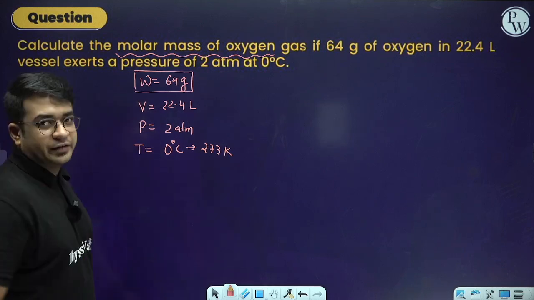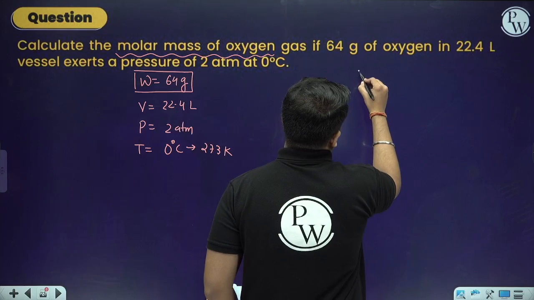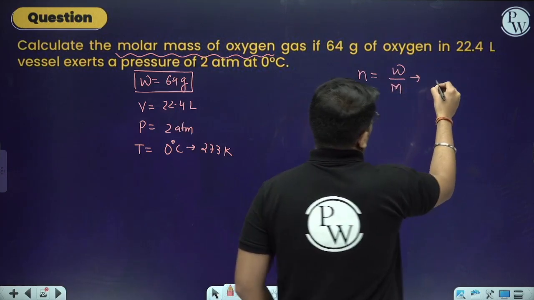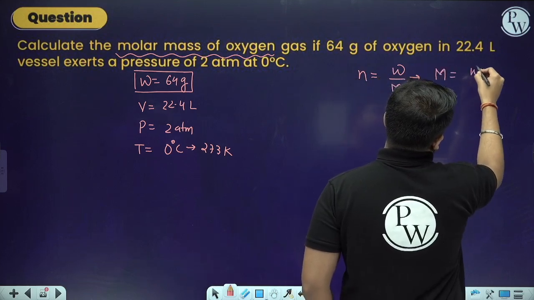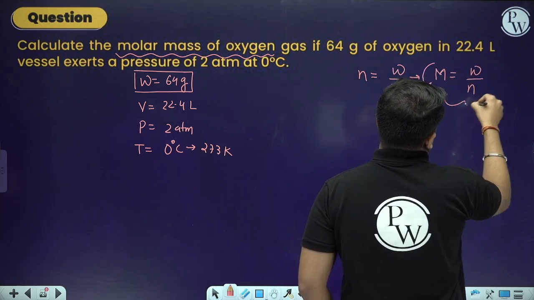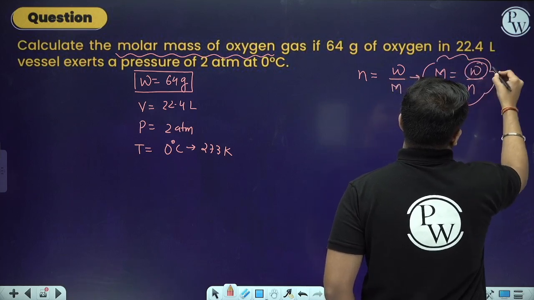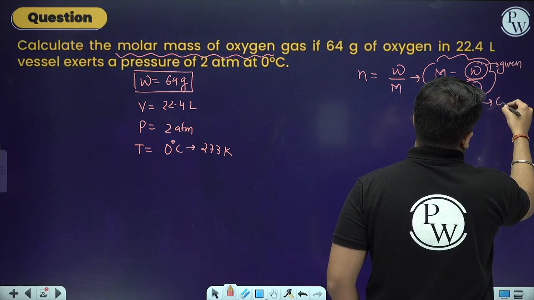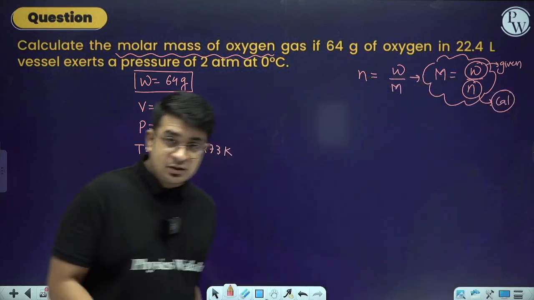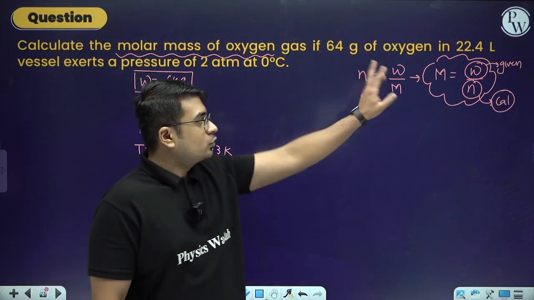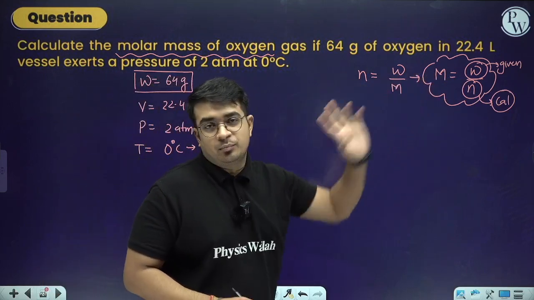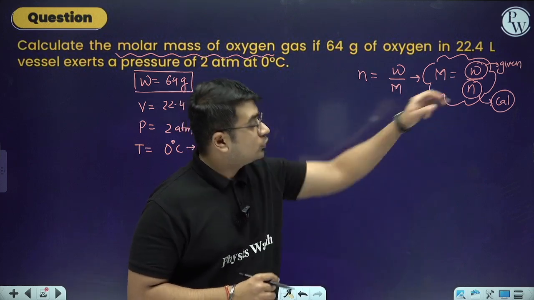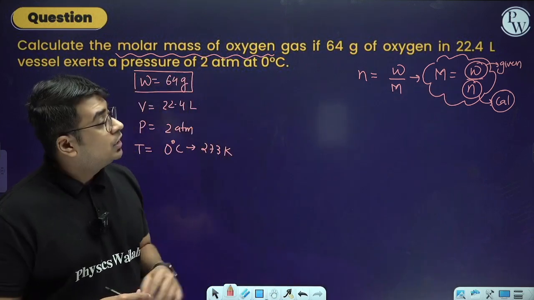Now, we have to calculate the molar mass. There is only one formula: number of moles is equal to W by M. If I want to calculate the molar mass, that will be W by n. In this question, the weight is given, but we have to calculate this next part, and that's how you can reach the actual answer. For that, you need the number of moles. The number of moles is not given, but the weight is given. So you have to calculate the number of moles.